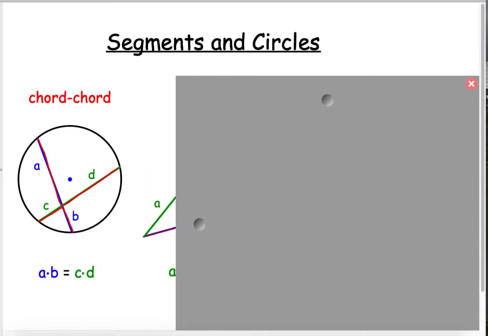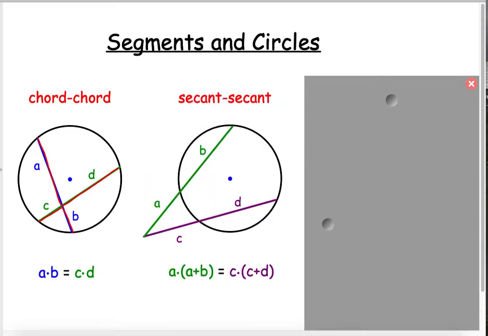Second type is called a secant-secant case, and that's when you have two secants. Secants are segments that cut through a circle and hit it in 2 points. And so it's a little more complicated, but it's the same idea. We're multiplying two things, and that's going to equal the product of two other things. So I have these in two separate colors.